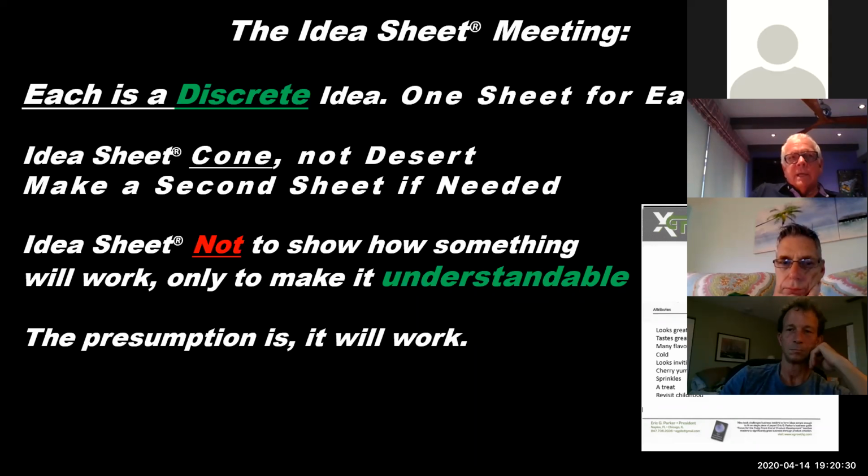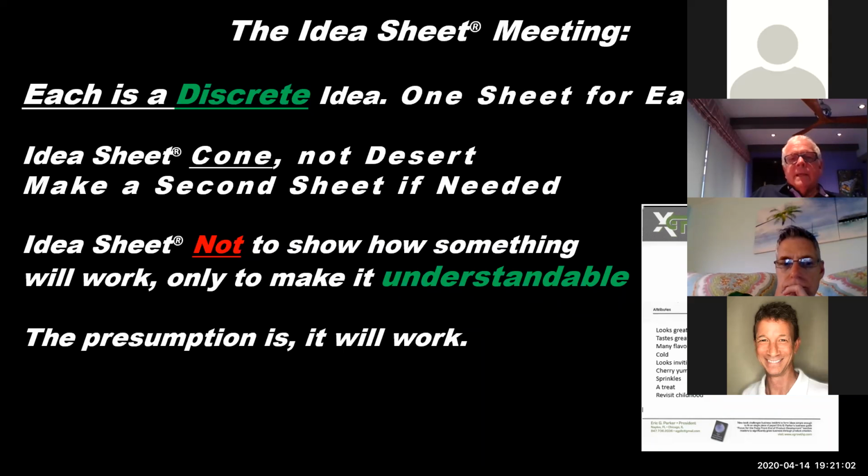I'm using silly examples in food, but when you get into machines and things that you're making, and the difference between A and B, make two sheets. Don't try to stuff all that into one sheet. You want discrete ideas, okay? The idea sheet also, you're thinking out of the box, come up with something as an idea. The sheet does not have to prove or show that it will work, only make it understandable as to what we're talking about. The presumption is that it will work.